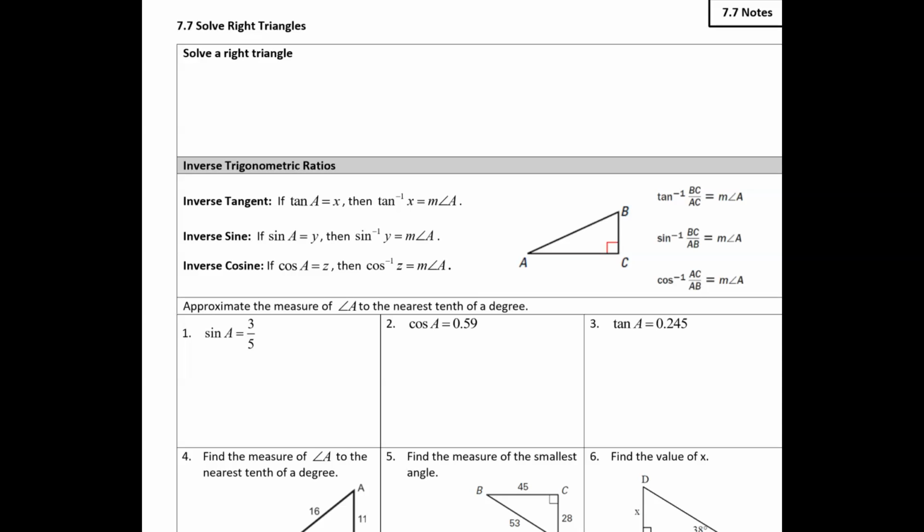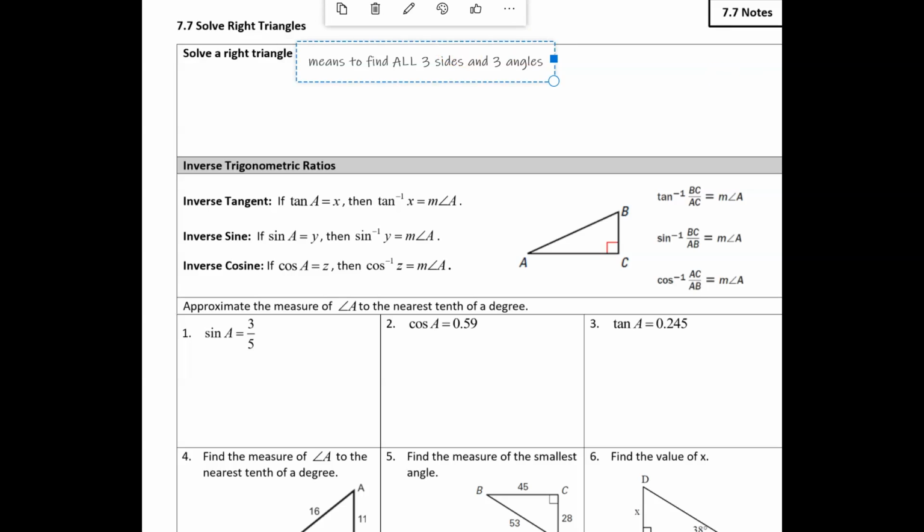In this video, we're going to be looking at 7.7, which is called solving right triangles. Now, we have been solving pieces and parts of right triangles using different methods: the Pythagorean theorem, special right triangles, geometric mean, and of course the trigonometric ratios. But now, what does it actually mean to solve a right triangle? Well, it simply means that we are going to find all three sides and all three angles.